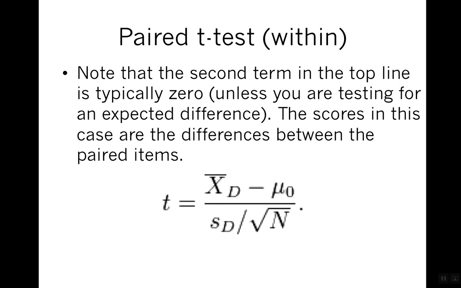But occasionally you want to, based on previous research, look for a difference of a certain size, and then the t-test assesses whether or not you're getting a difference of that size or not. On the bottom of the equation, we have the standard deviation of the differences, and it's divided by the square root of n. And there's a whole lot of statistical theory behind this that you don't need to know. All we care about in this class is being able to apply the methods.